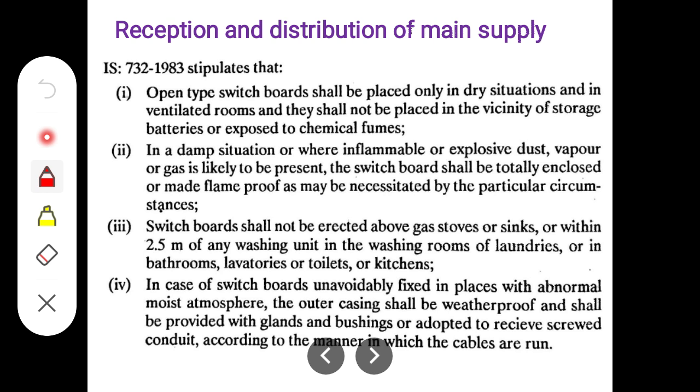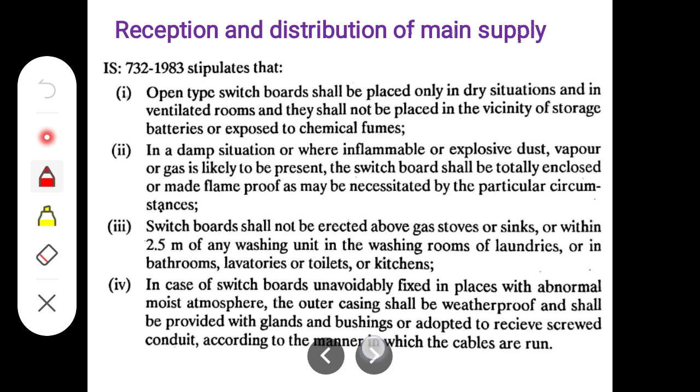Here is the reception, that is, where the main wire comes into the home. Open type switchboards are mainly placed where flammable or explosive vapor or gas is not present; otherwise the switchboards should be enclosed in a metal flameproof enclosure. Switchboards above the gas stove or sink should be at a distance of 2.5 meters. In case of switchboards fixed in places with abnormal atmosphere, the casing should be weatherproof. Whatever switchboards you place in explosive areas, separate casing should be provided for the switches.